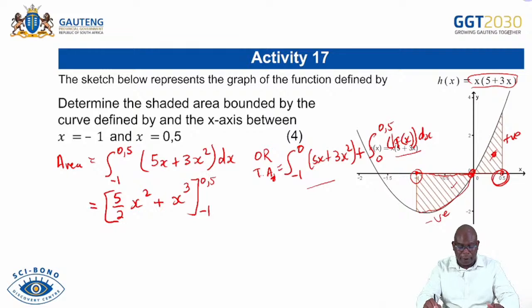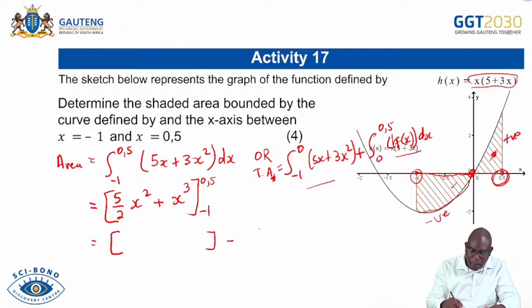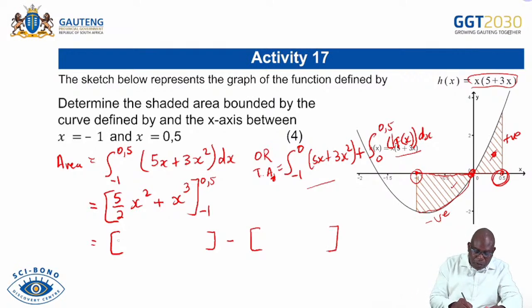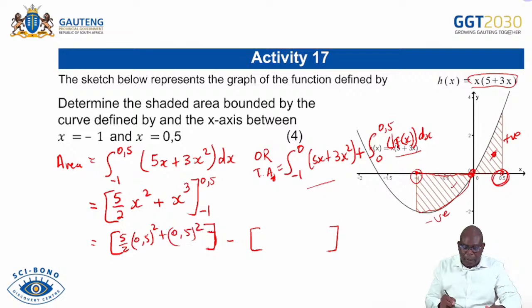Okay, so from there, I'm now going to substitute. And once I substituted, then I'm going to get the final answer. Then I'm going to say 5 over 2. First substitute by 0,5 squared plus 0,5 cubed, sorry. Right. Now, in the next brackets, I'm now going to substitute by negative 1. So substitute by negative 1.